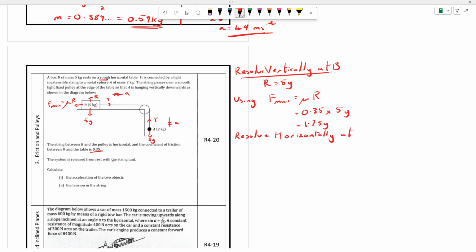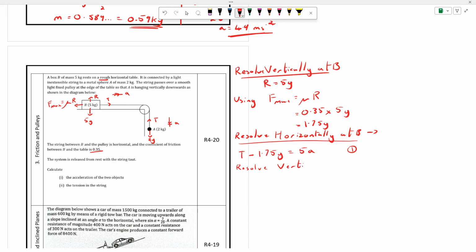at B. We're going to take the direction it's going to move as positive, so that's to the right. Going to the right, I've got T. Going to the left, I've got F max, which is 1.75G. Then that's going to equal MA, which would be 5A. So that's equation 1.